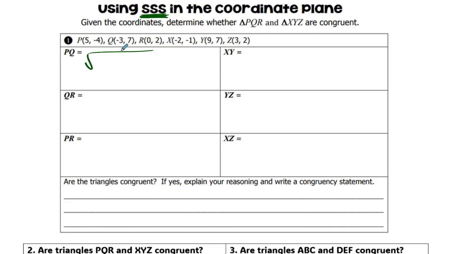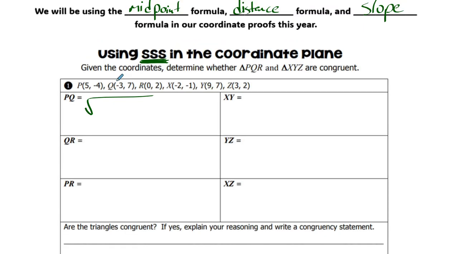I'm not going to fully show the distance formula. So the distance formula is the square root of x2 minus x1 squared plus y2 minus y1 squared. However, I don't want to have to write out those coordinates each time. I'm really just going to figure out the distance between each of the x-coordinates and the distance between each of the y-coordinates, and then square that value.